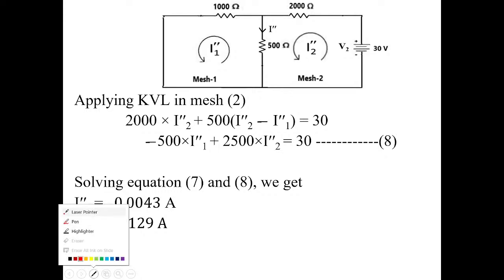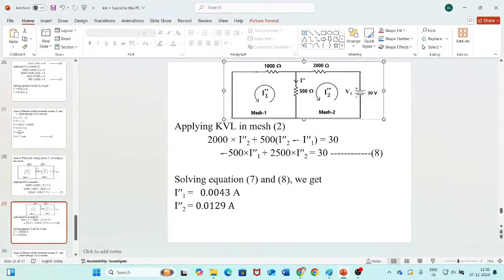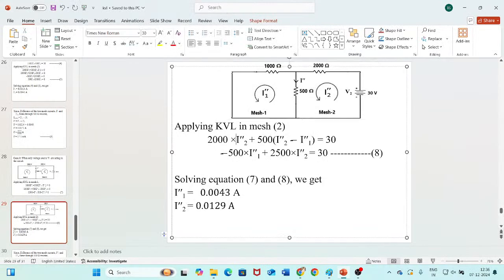So if you apply KVL in mesh 2, I will just remove this multiplication symbol. What is it? 2000 into I2 double dash plus 500 into what? 500 into the differential current. Since we are in mesh 2 now, therefore I2 double dash minus I1 double dash equal to what? There is a voltage source in mesh 2, that is 30 volts, so equal to 30. Here instead of writing 30, I can write V2.